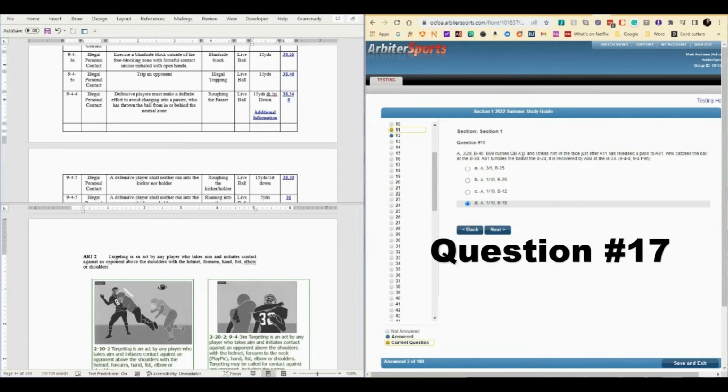So 81, like a dumbass, fumbled the ball at the B24, but luckily A84 recovered at the B33. That is the dead ball spot. So we're going to enforce a 15-yard penalty from the B33. We're going to go to the B18. We're going to have an automatic first down. We would have had a first down anyway. But A's ball, 1st and 10 at the B18.